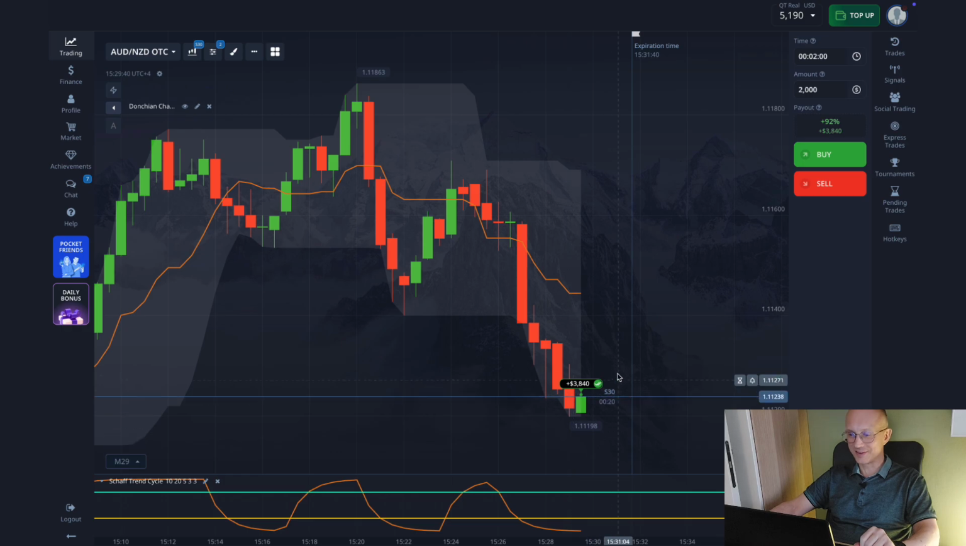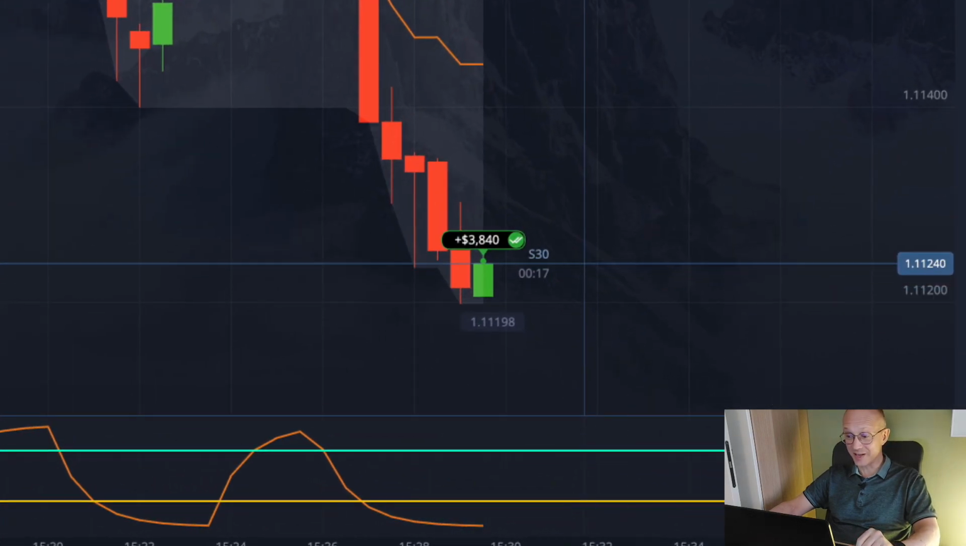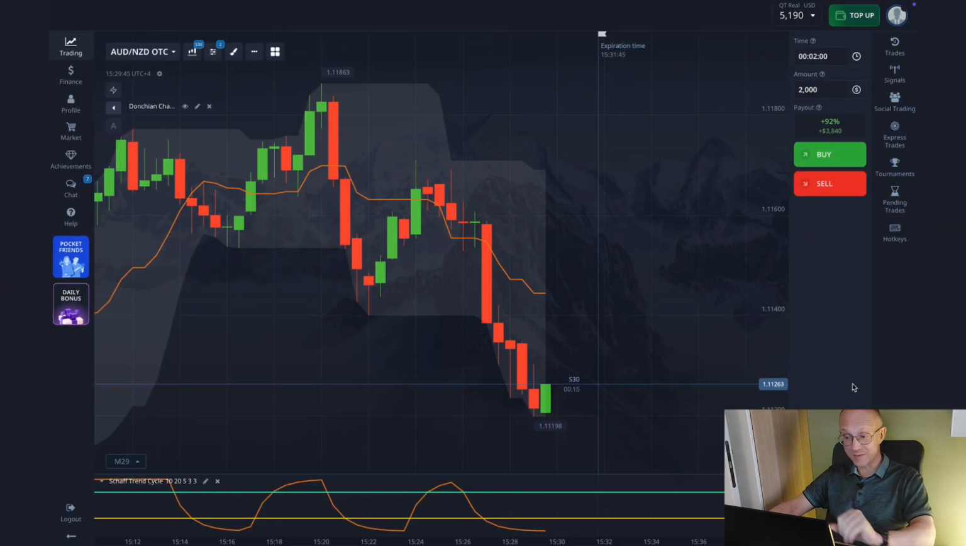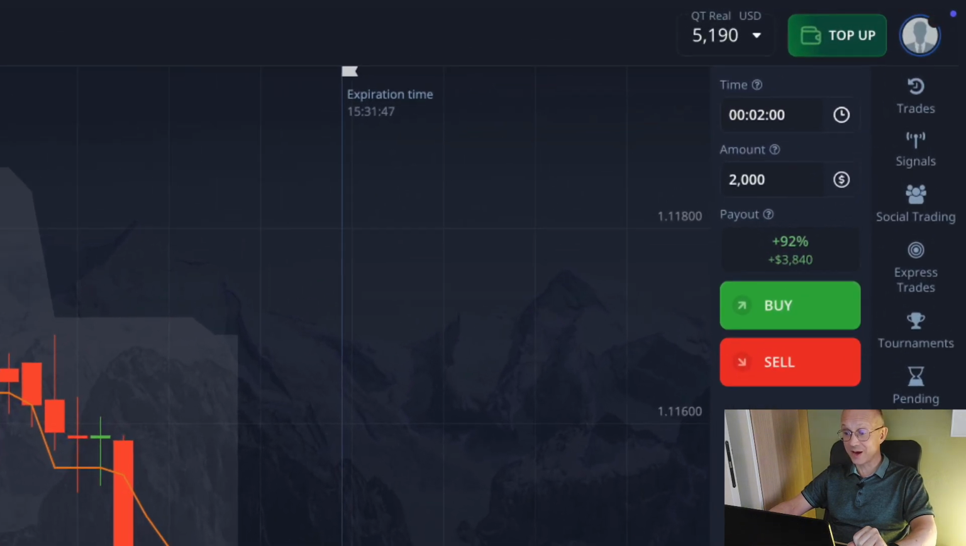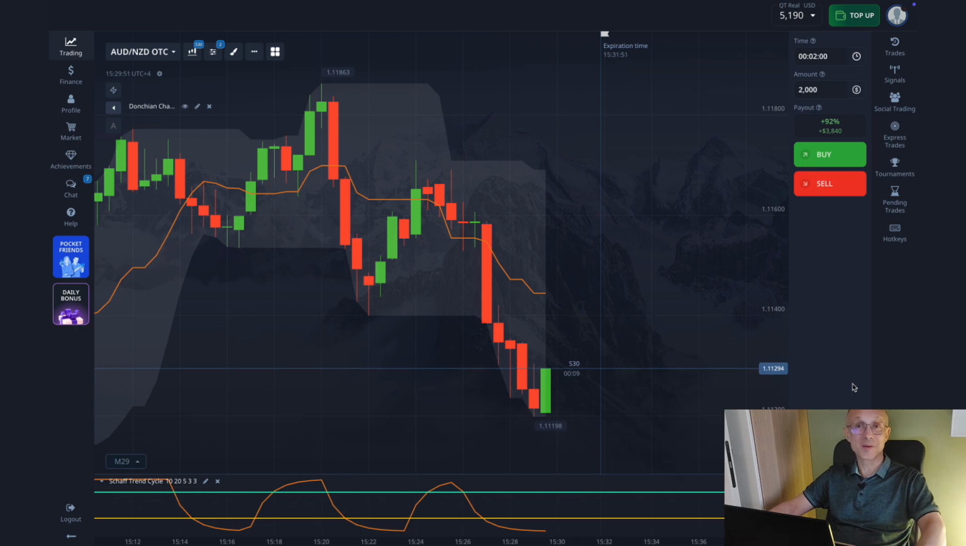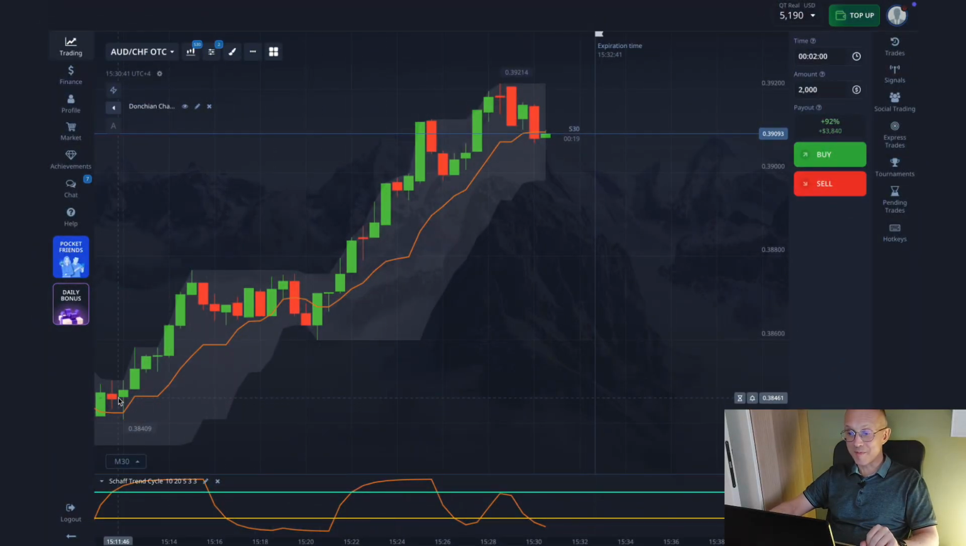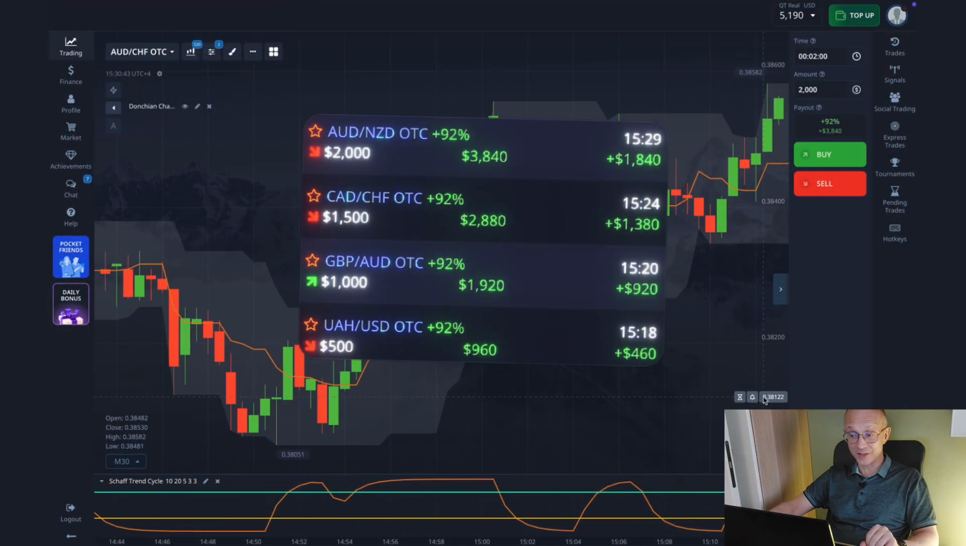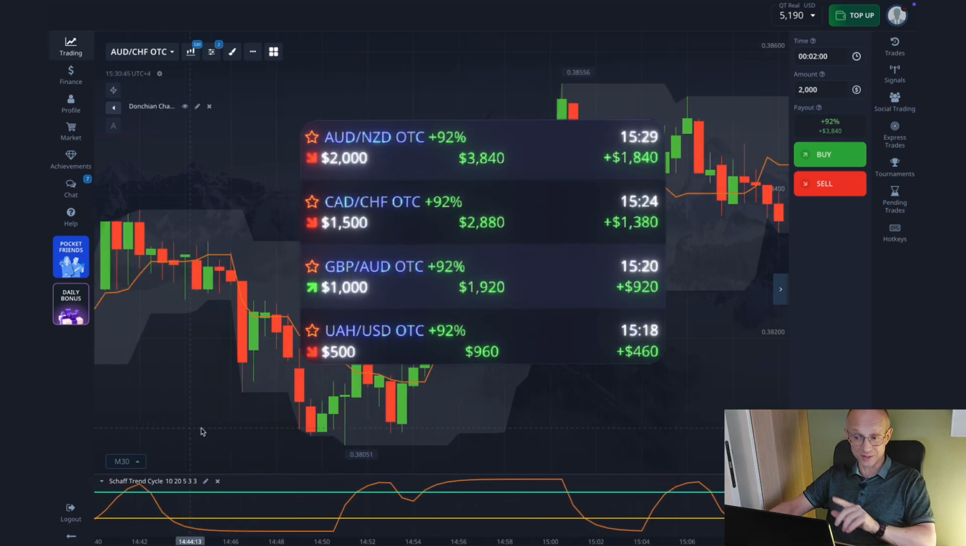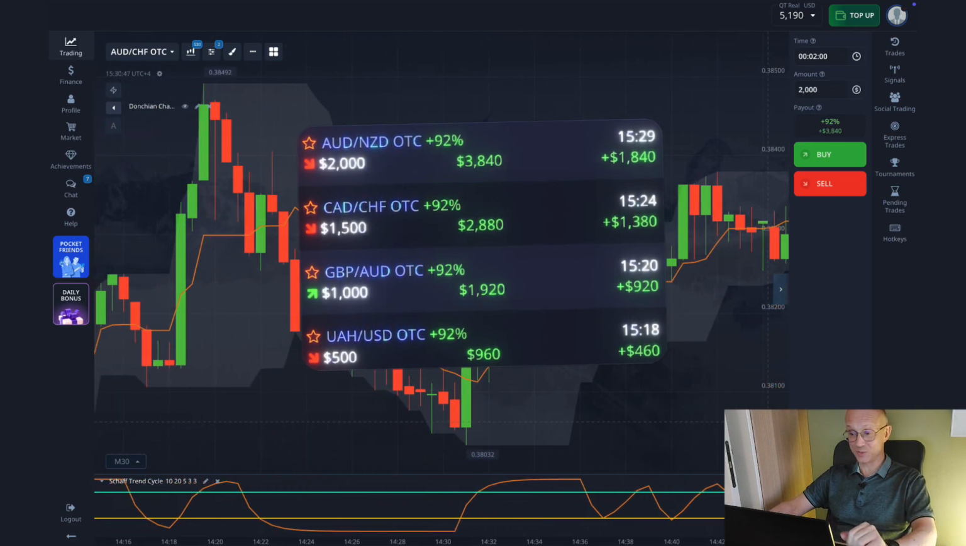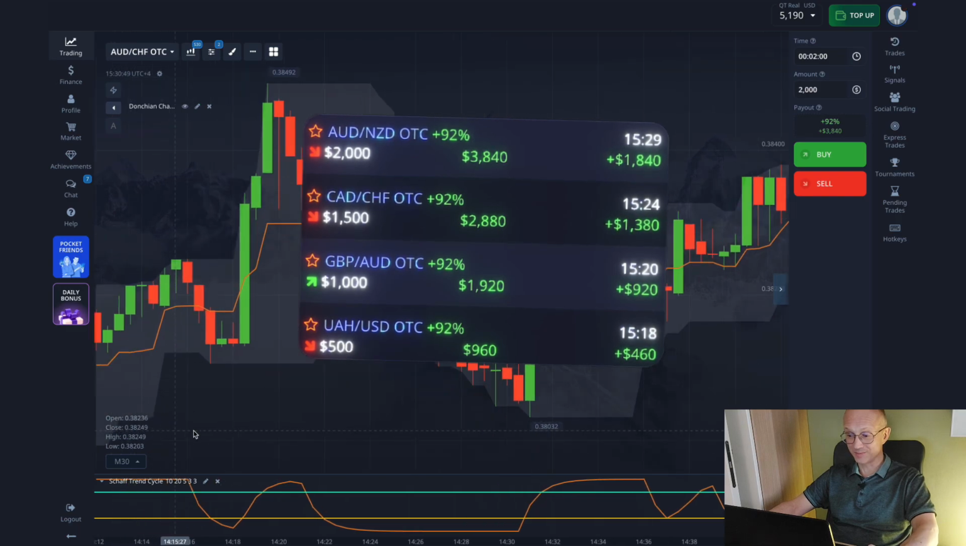Excellent result, plus another $1,840, and the balance is already $5,190. Well, let's sum up the results. I increased my balance from $590 to $5,190, which is an excellent result.